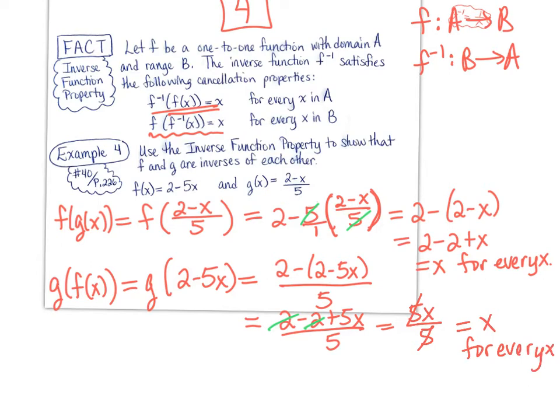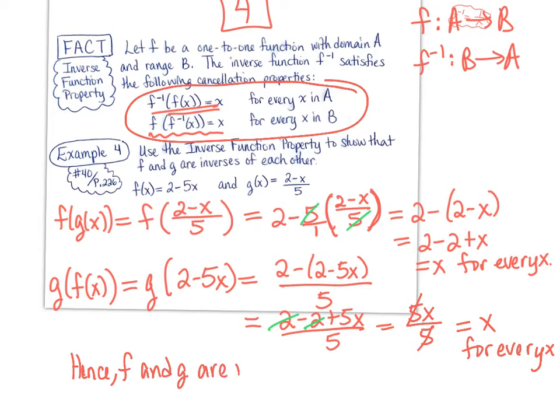We showed that both cancellation properties hold up here, which means f and g are inverses of each other. Hence, f and g are inverses of each other. That's how you use the cancellation property. Okay? What questions do you have?